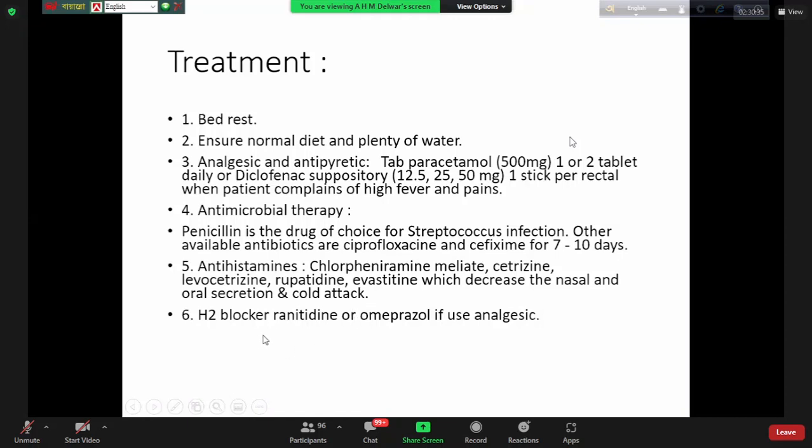And an H2 blocker, ranitidine or omeprazole, if an analgesic is used. When we give an analgesic, such as a suppository, we routinely give an H2 blocker. That is ranitidine or omeprazole.